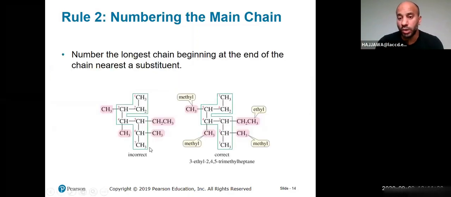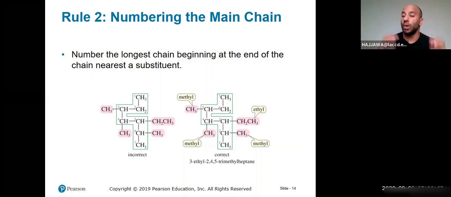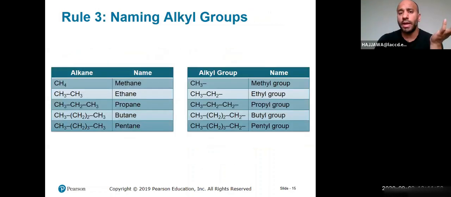So the groups that I was looking at here are substituents. So I have a methyl, ethyl, and 2 other methyls. How do I know that these are substituents? They are connected to the longest chain of carbons. So anything that's coming off the longest chain of carbons will automatically be considered a substituent. All right, what would the next rule be?